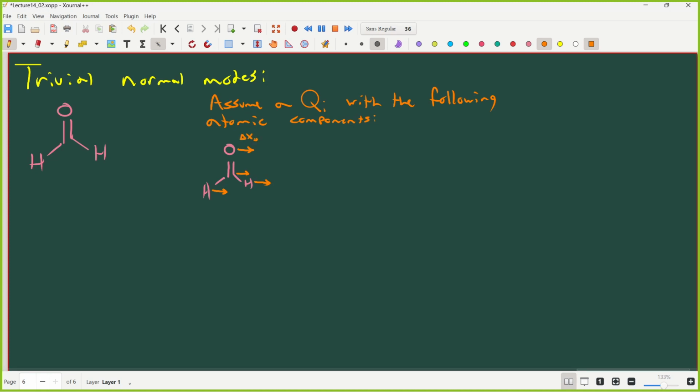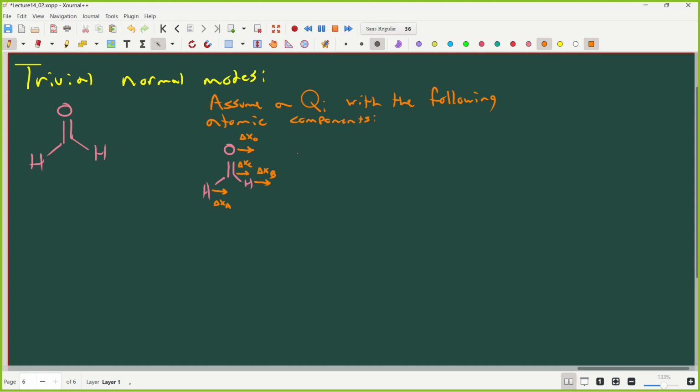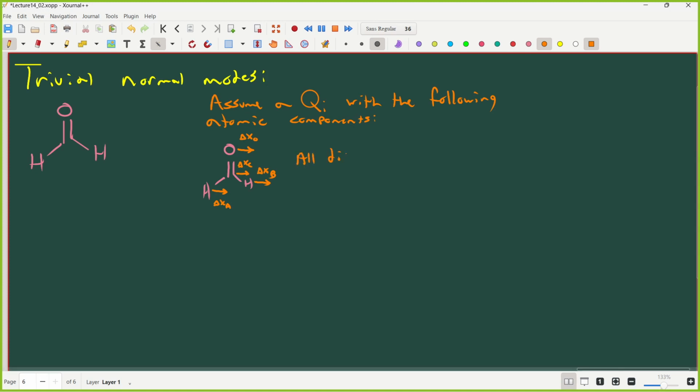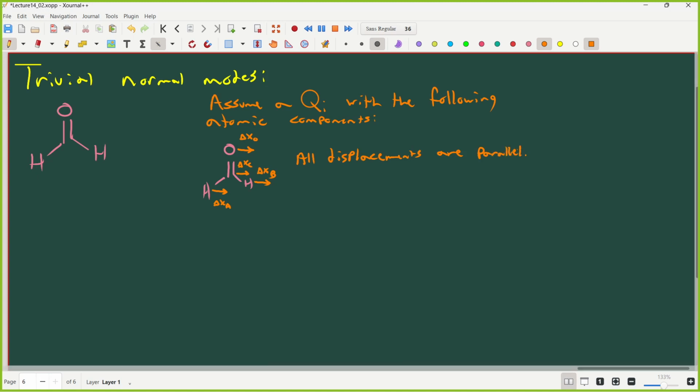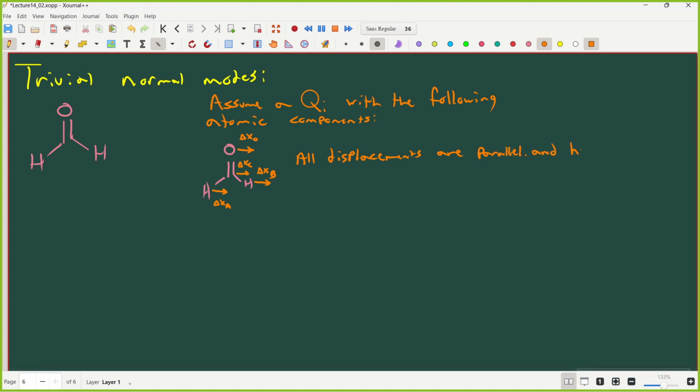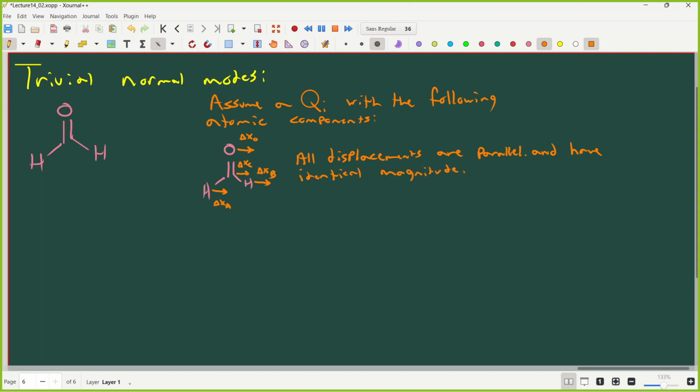So this is delta x sub O, delta x sub B, delta x sub A, and delta x sub C. All the displacements are parallel and have identical magnitudes. The idea is I'm going to take each of the atoms and shift them all to the right by the same amount. So what happens when I do that?